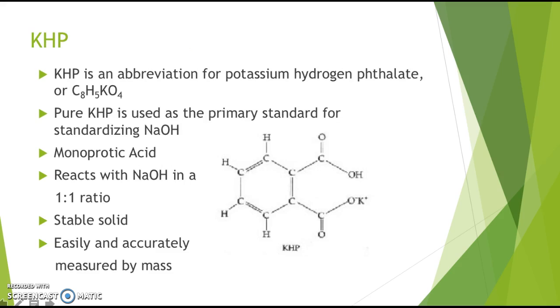Pure KHP is used as the primary standard for the standardization of sodium hydroxide solutions. It is a weak organic acid with one ionizable proton, so it acts as a monoprotic acid. This means that the KHP and NaOH react in a 1:1 mole ratio in this titration. KHP is a stable solid that is easily and accurately measured by mass, which is important in any primary standard. The structure of KHP is shown on the right of this slide.